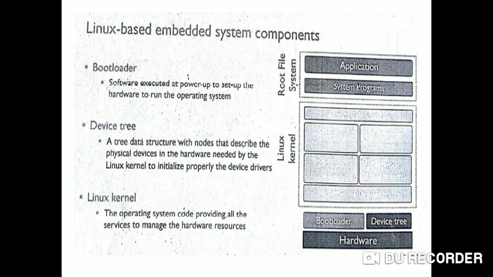We can also consider the basic software as having three components: the bootloader, the operating system, and the system programs. The bootloader is the software executed at power up to set up the hardware to run the operating system. Next is the device tree, the tree data structure with nodes that describe the physical devices in the hardware needed by the Linux kernel to initialize the device drivers properly. Next is the Linux kernel, the operating system code providing all the services to manage the hardware resources.